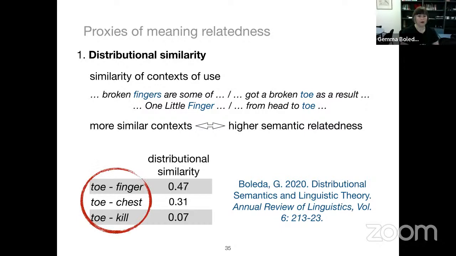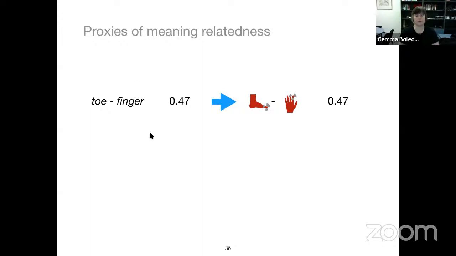Okay, so here I need to stop again and reply to something that you're probably thinking. It's like, excuse me, you were talking about meaning relatedness, and now you switched to words somehow. Why is that? Well, this is because meanings are not observable, and so we need to use some means to get to meaning relatedness. And the standard means, also in previous research, is to go via words. And so what you do is you essentially take relatedness between words and you extrapolate it to the relationship between meanings.